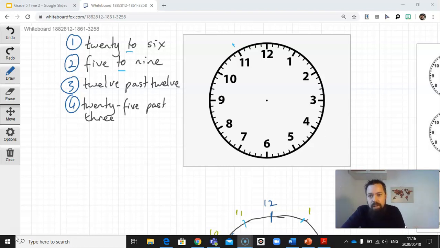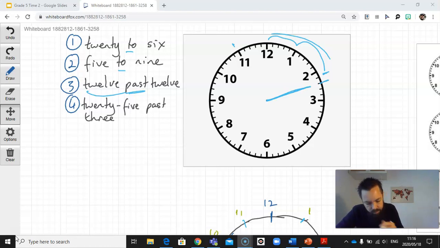Okay, so number 3, 12 past 12. Because we're looking at past, it means we're after the hour somewhere. We're 12 minutes past, so 5, 10, 11, 12. So our minute hand is going to point to there. Our hour hand is something after 12, so that means it's in this hour here. It's quite close to the start of the hour, so we can put it in there, pointing just after the 12. So 12 past 12, there we go.